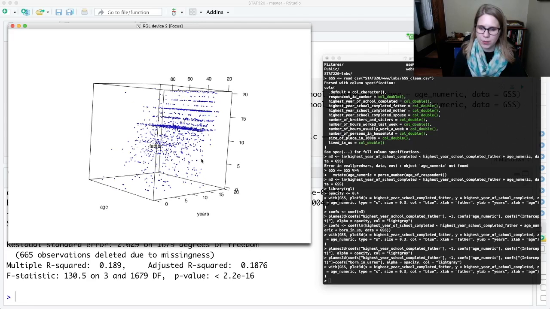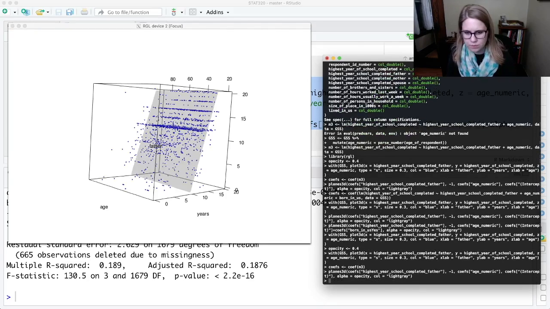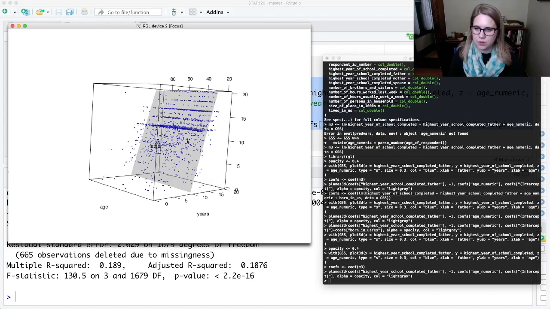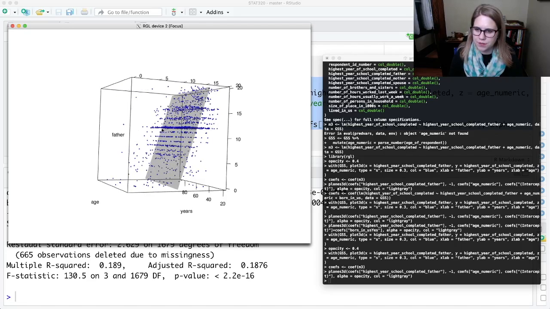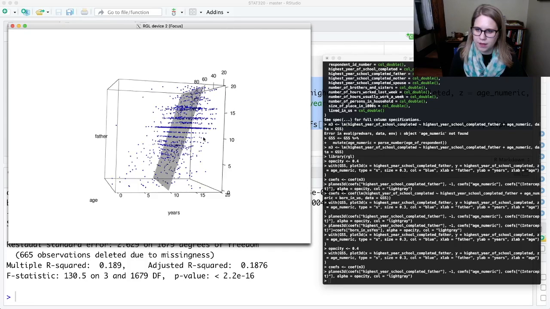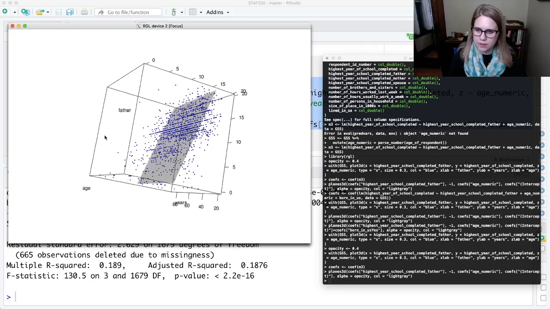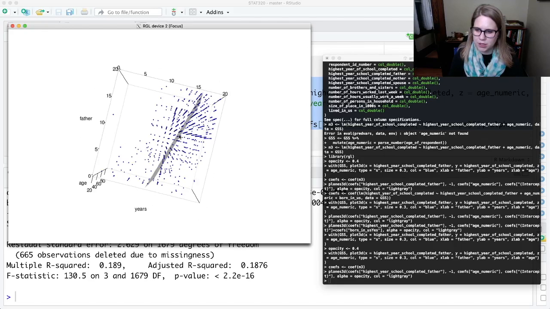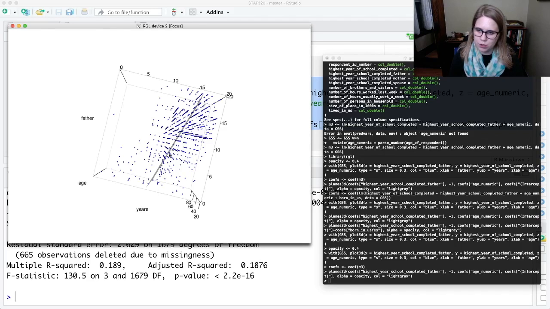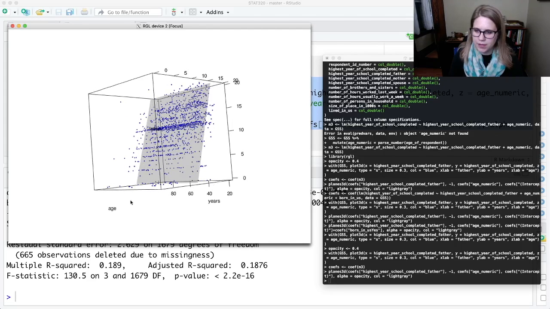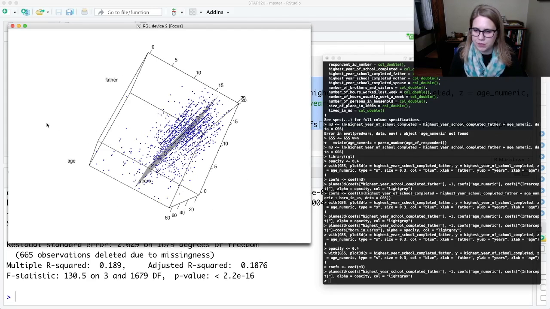So one kind of model that we had talked about was just a single flat plane. So I'm going to see if I can get that flat plane to show up here. All right. So if we were just using father's years of education and age as a predictor, then there's my flat plane in 3 space. And if I needed to do prediction of the number of years of school someone had, I would find the point and then I would project down in the direction of the years to do my prediction. So that's what my model would look like, a flat plane in 3-space.